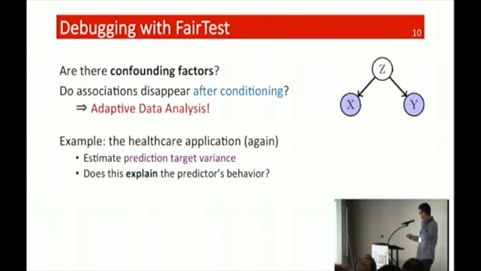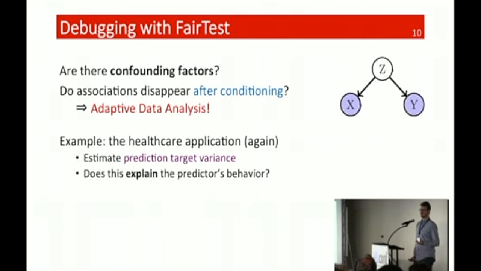And so, as an example of this, we come back to this healthcare application. One thing we ask ourselves is, is this problem inherent? Is there just some variance in the target that we're trying to predict? Here, the number of days that the patient will spend in the hospital is very, very different for older people than younger people. Does this basically mean that any algorithm will tend to have this problem?